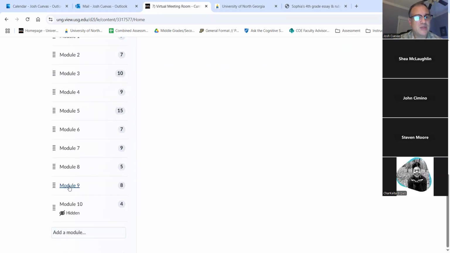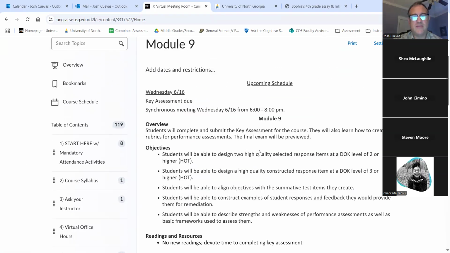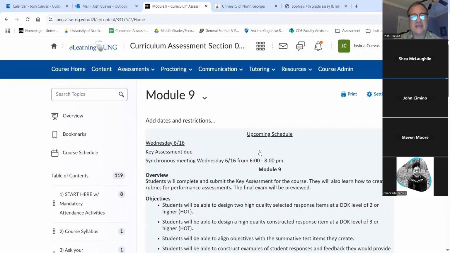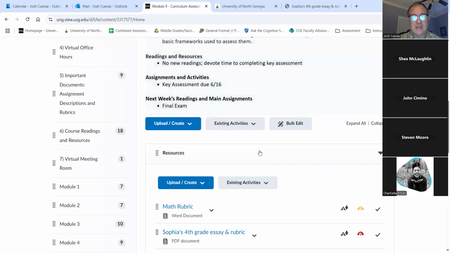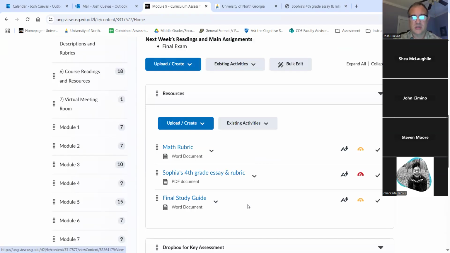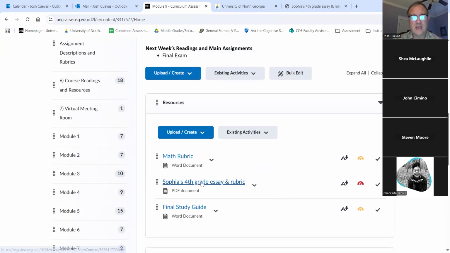So I'm going to ask you to go to Module 9, that's tonight. I just opened up these resources. What you'll find here is Sophia's fourth grade essay and rubric. Sophia is my daughter, the one who's now about to be a sophomore at UGA. You'll find one of her papers from fourth grade, and you'll find a rubric.